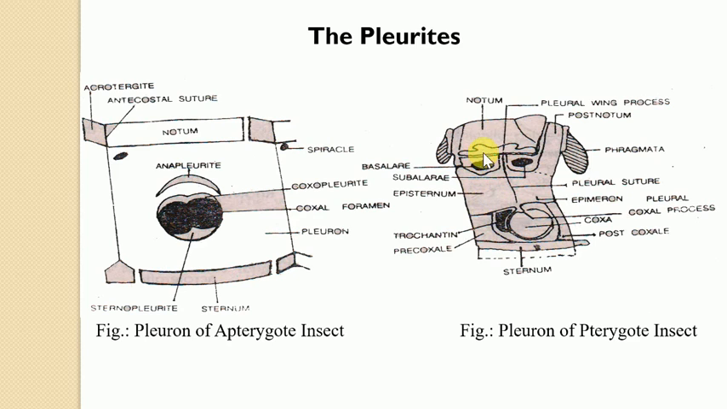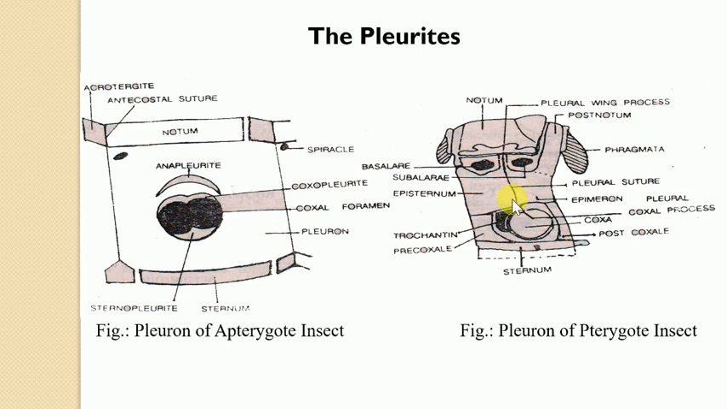Now the pleuron of the pterothoracic segment. The pterothoracic segments are the mesothoracic and metathoracic, which bear the wings. It has the characteristic feature that it is divided by the pleural suture, which extends from the pleural wing processes onwards to the pleural coxal processes, into two pleurites. The anterior is known as the episternum and the posterior is known as the epimeron.